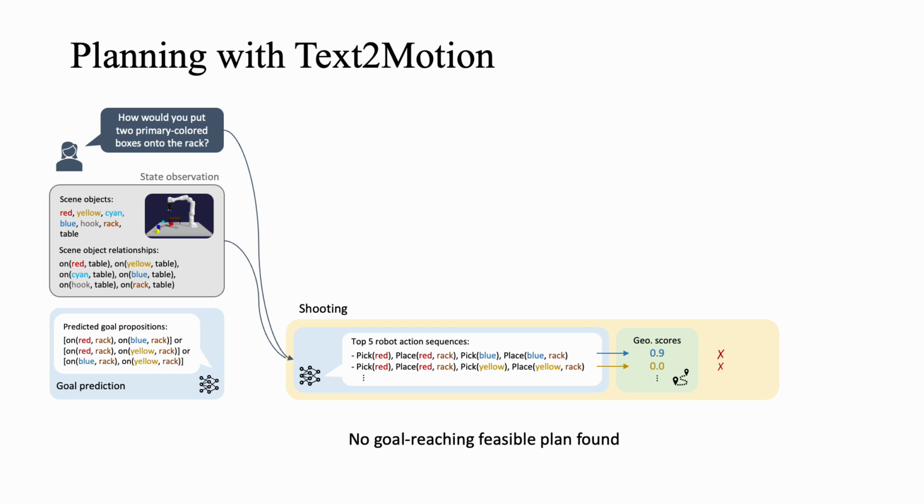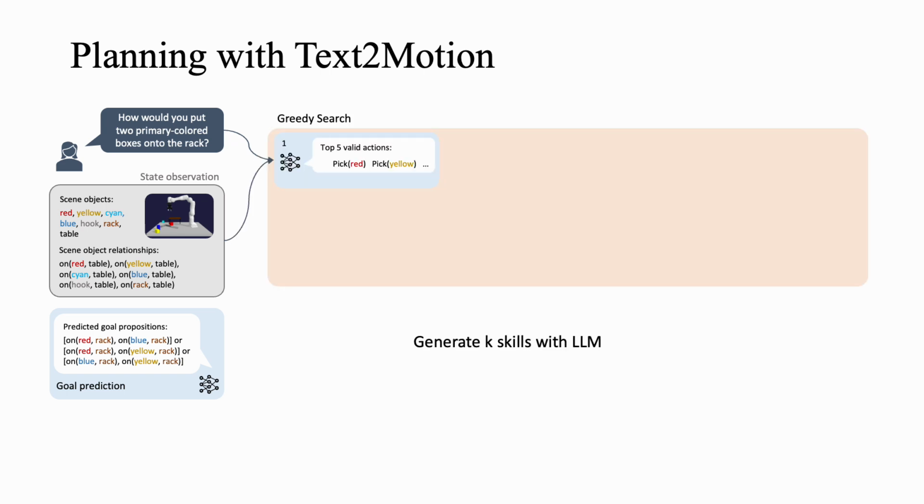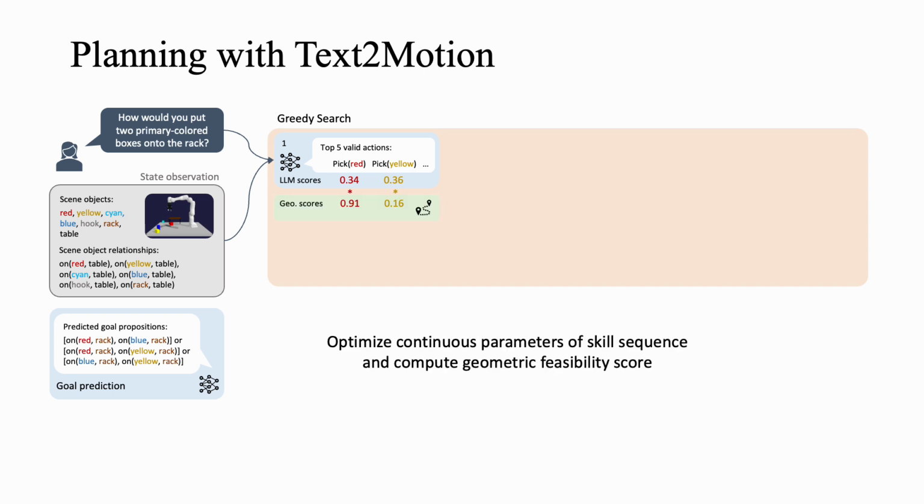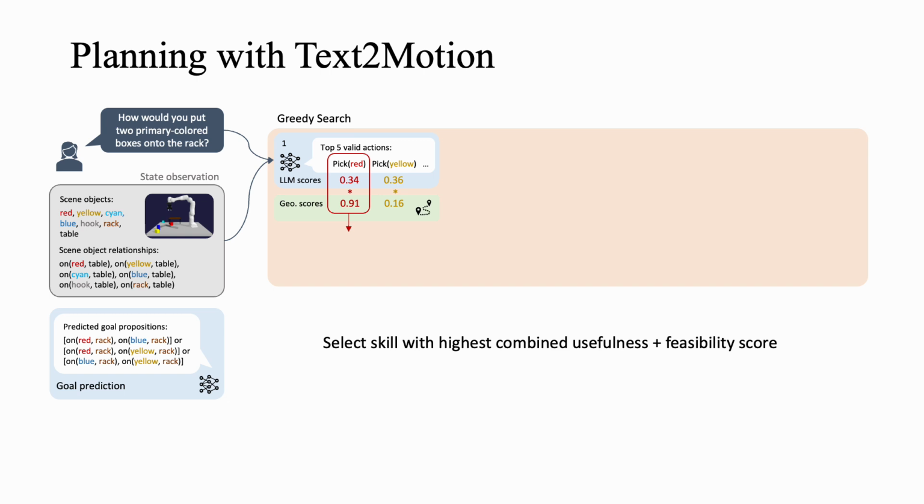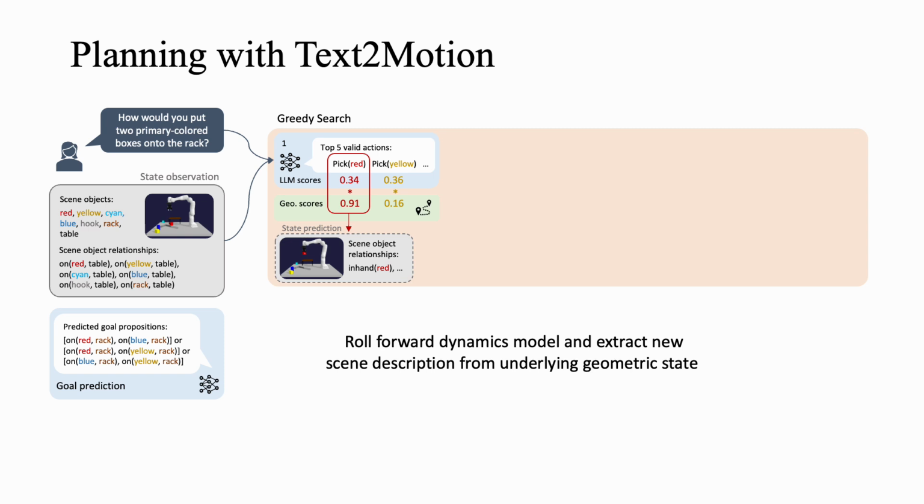If none of the candidate skill sequences satisfy the goals predicted by the LLM, Text2Motion falls back to the very first iteration of greedy search, where the LLM is asked to generate k-candidate skills. The LLM scores the usefulness of each candidate skill. Geometric feasibility planning is then performed to determine the feasibility of each candidate skill in the context of the running plan so far. At the very first iteration, the running plan is empty, but it grows as skills are selected during search. The skill with the highest combined usefulness and geometric feasibility score is selected, and the future state resulting from executing the skill is predicted by a learned dynamics model.